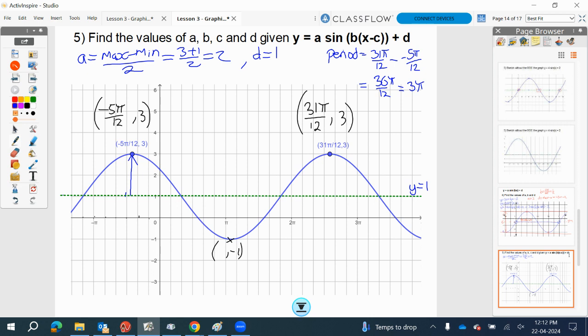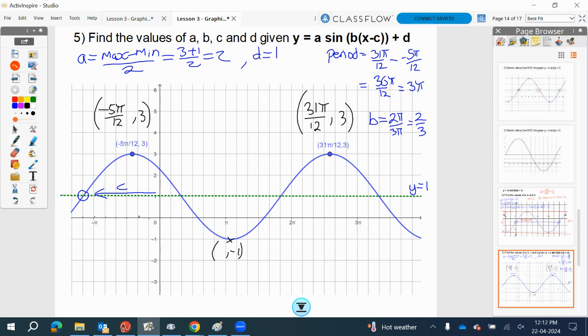The period is 3 pi. This means B is equal to 2 pi over 3 pi, which is 2 over 3. Our last one is the C value. Now you should be able to get 2 different possibilities, or multiple possibilities, for C. We can see this point here, and this is the distance C.